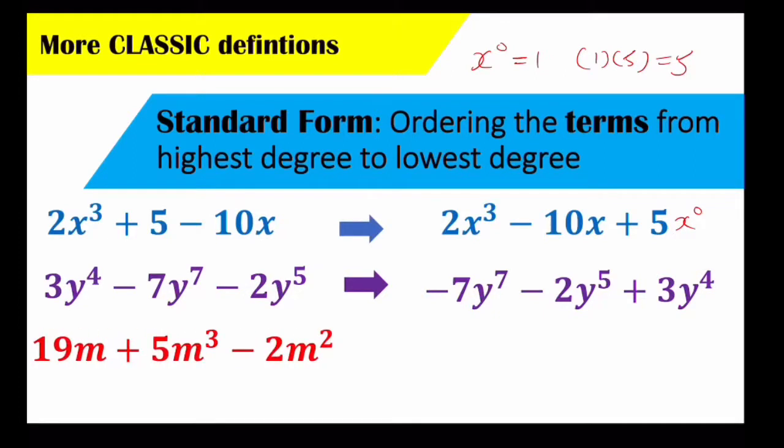And our last one here, 19m plus 5m cubed minus 2m squared. We are going to order this in the standard form from highest degree down to lowest degree.